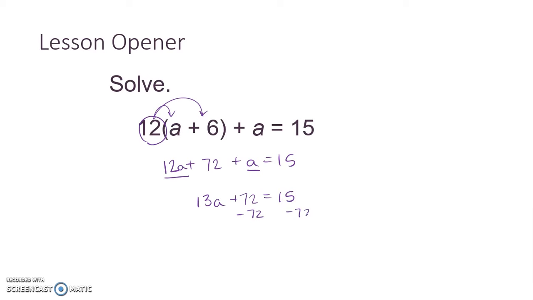Subtract 72 from each side. We get 13a equals negative 57. And then divide by 13. We get a equals negative 57 over 13.